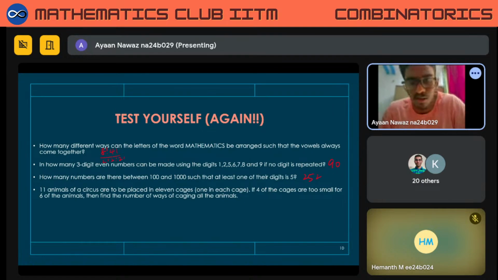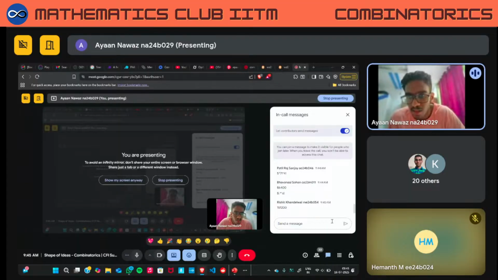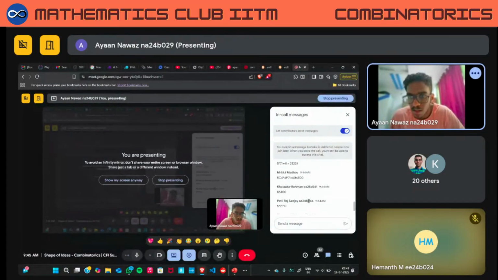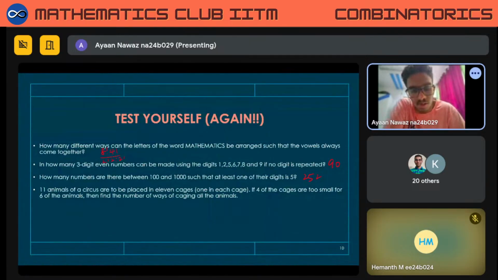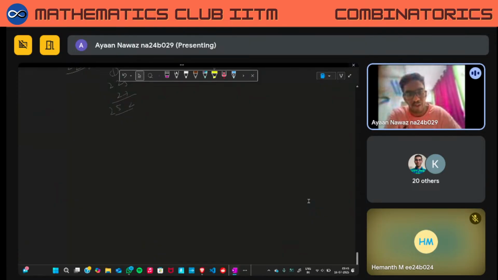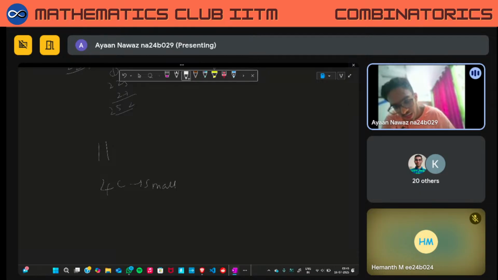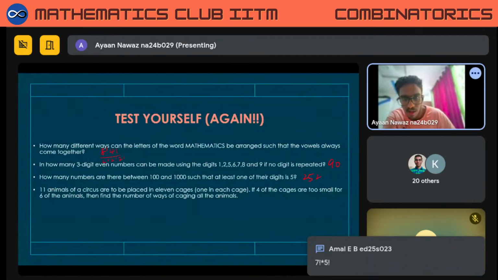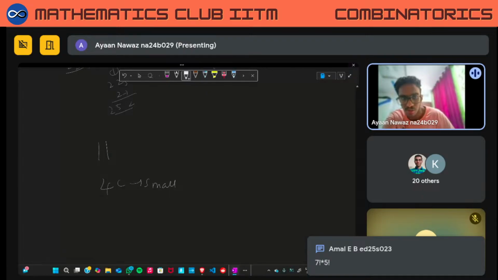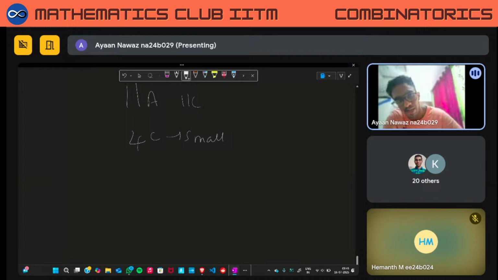Okay. So let's see if you all have got the answer. Nice. Let's do it ourselves now. Let's solve this. So we have 11 animals, and they're telling we have 4 cages which are too small for the animals. We have 11 animals and 11 cages, right? So we'll divide the cages into two types. 4 are small cages, and obviously 7 will be bigger cages.